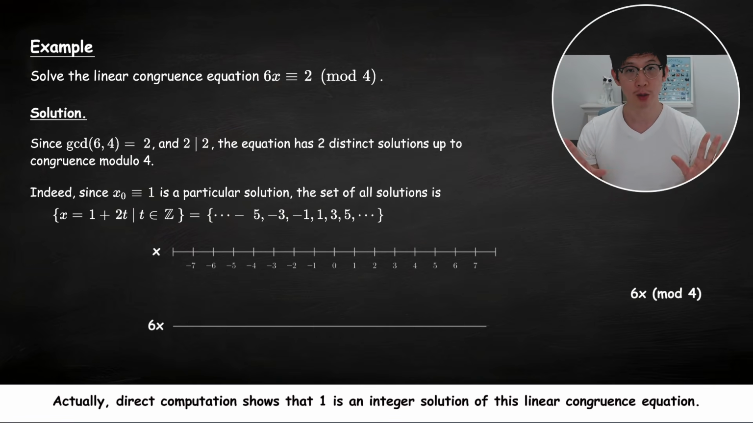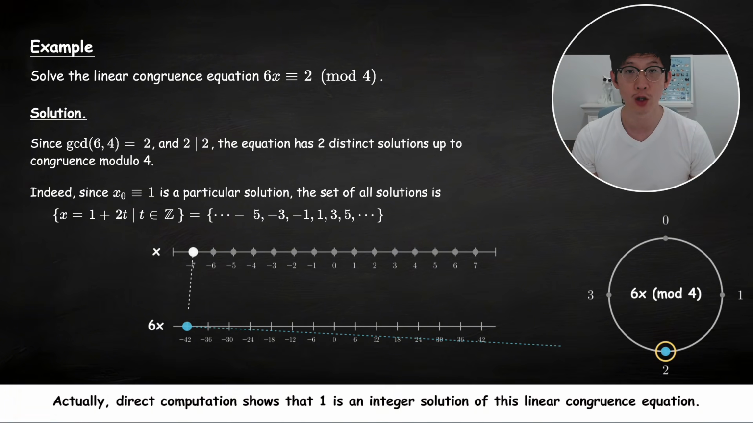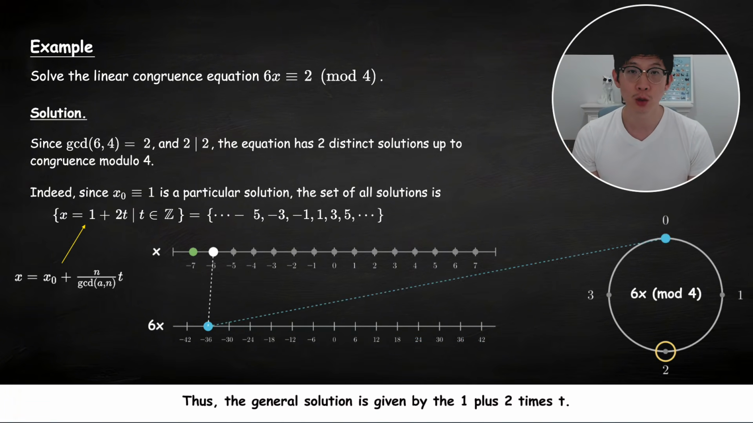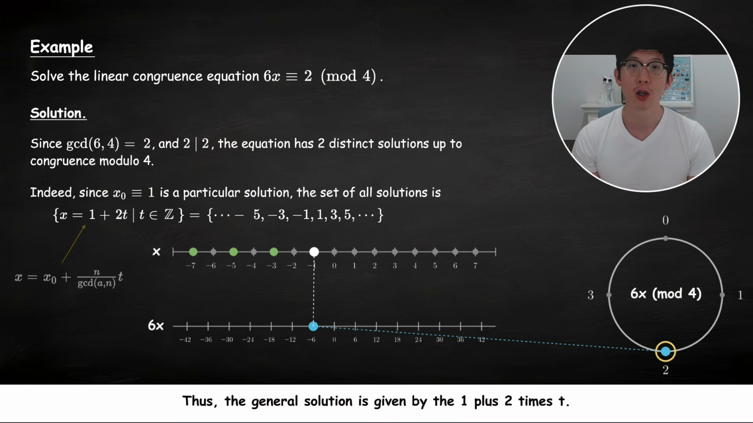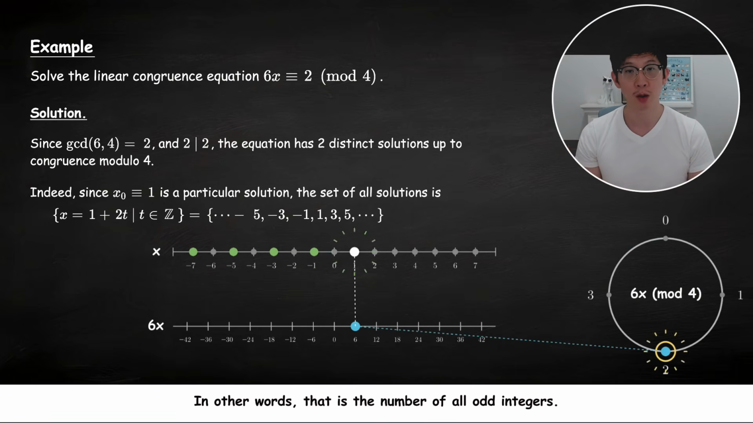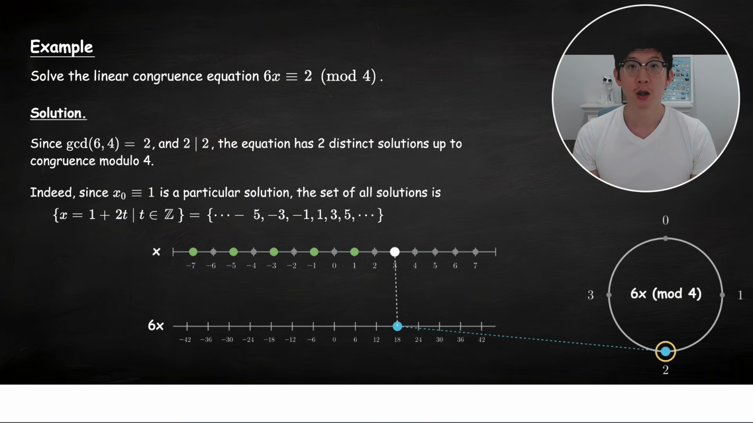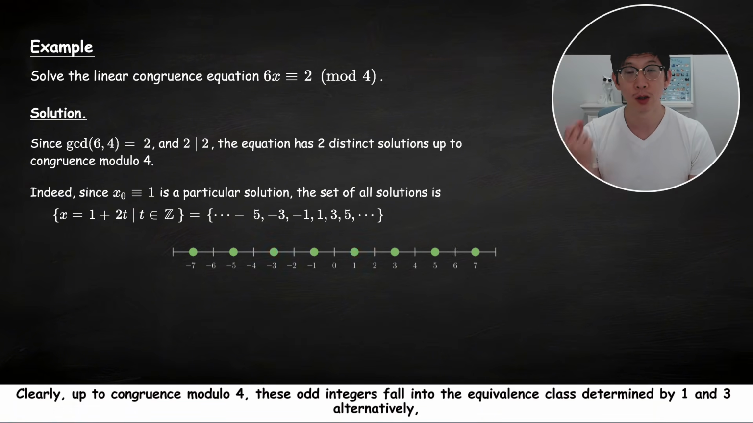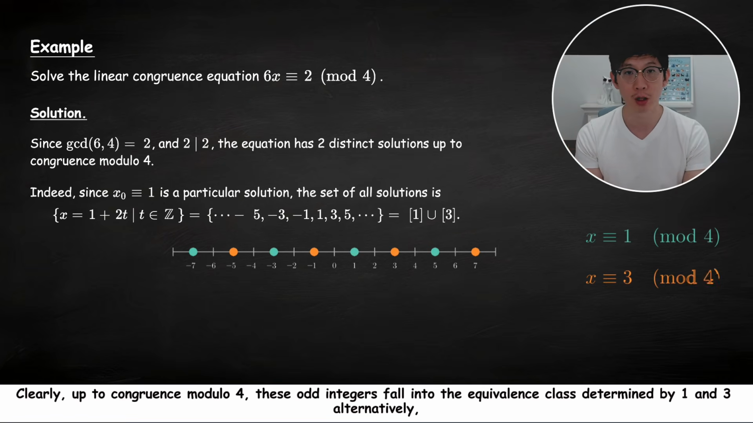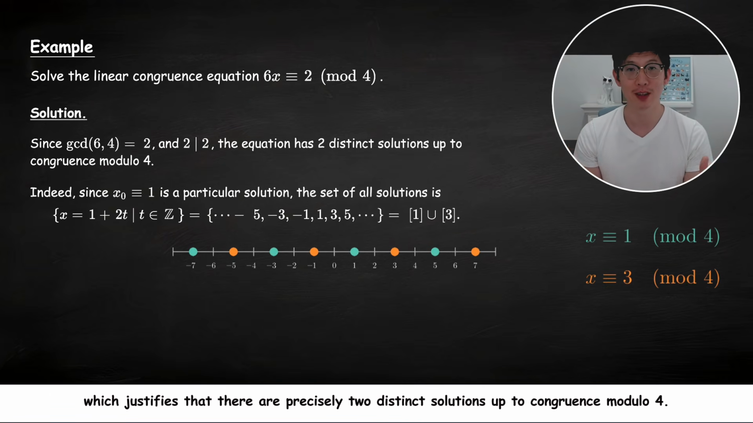Actually, direct computation shows that 1 is an integer solution of this linear congruence equation. Thus, the general solution is given by the formula 1 + 2t. In other words, that is the set of all odd integers. Clearly, up to congruence modulo 4, these odd integers fall into the equivalence classes determined by 1 and 3, which justifies that there are precisely 2 distinct solutions up to congruence modulo 4.